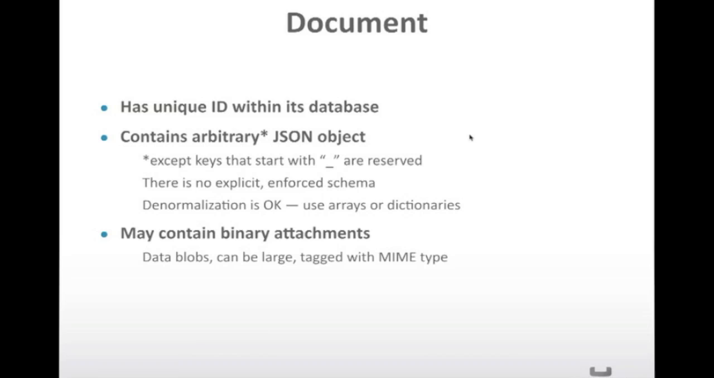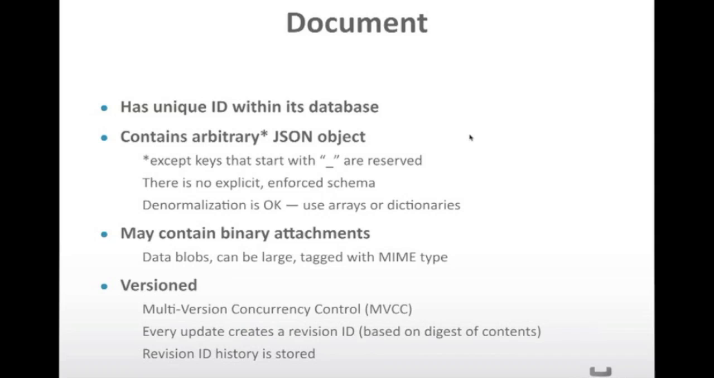And as I said, the documents can contain binary attachments of pretty much any size. Couchbase Lite doesn't impose any limit. It stores the documents in the file system, so they could be as huge as you can stand to download, really.